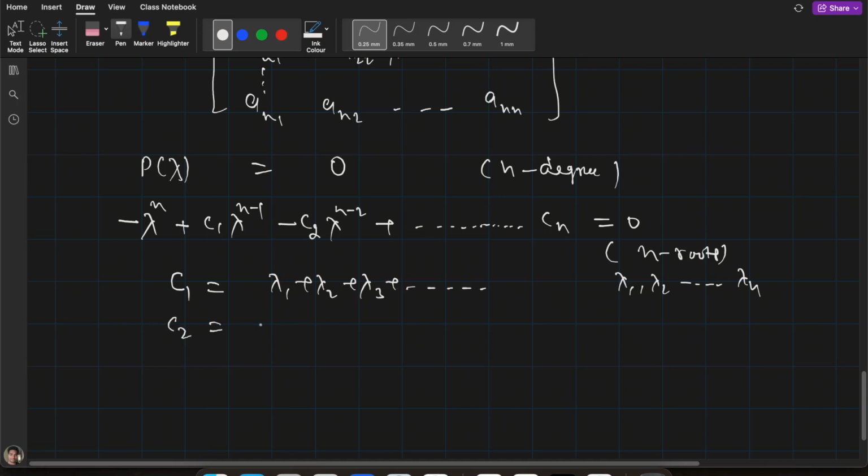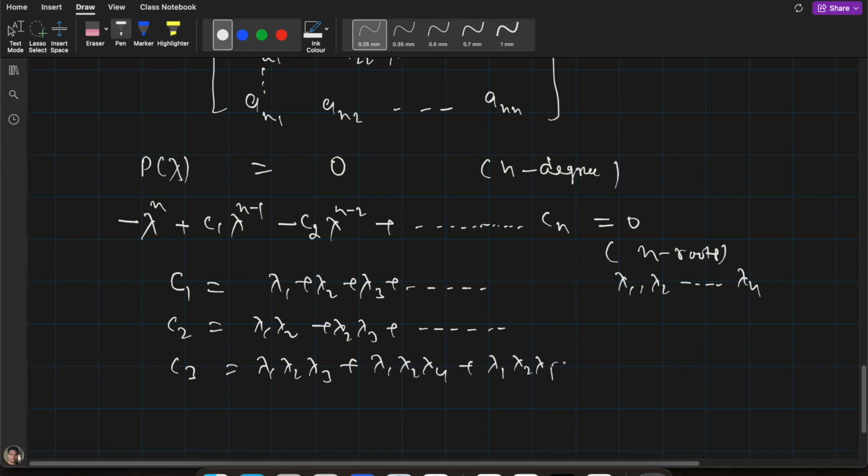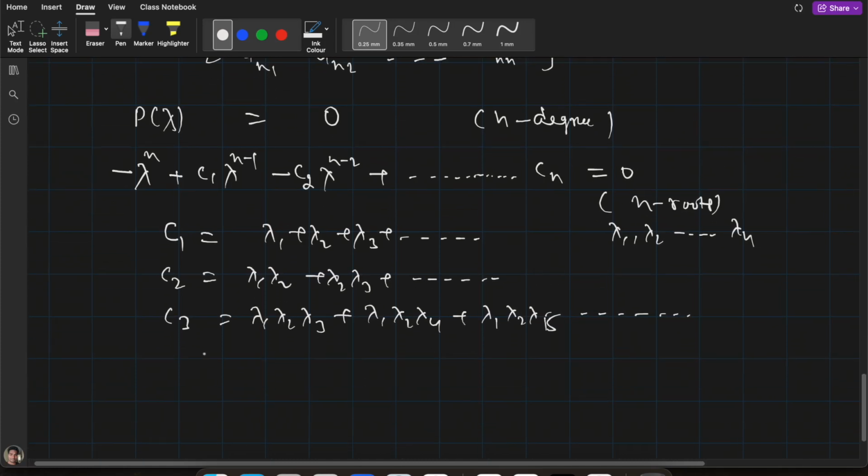What is c2? c2 is nothing but lambda 1 lambda 2 plus lambda 2 lambda 3 plus dot dot dot. What is c3? c3 is 3 times. Here you can see that I'm multiplying c1 by 1, and c2 is being multiplied by 2. Similarly, c3 is lambda 1 lambda 2 lambda 3, that will be lambda 1 lambda 2 lambda 4, that will be lambda 1 lambda 2 lambda 5. I mean 3 times. What will be those combinations? You have to take 3 at a time.